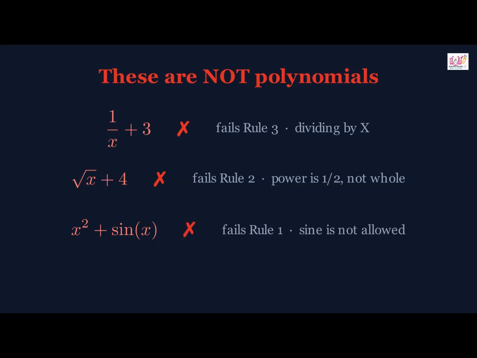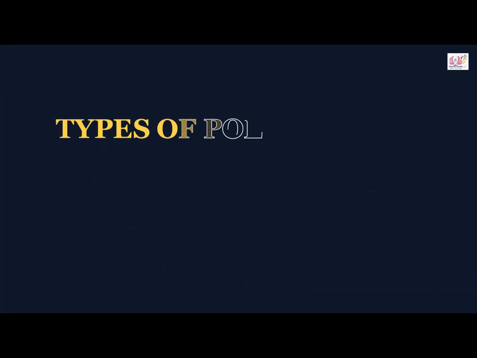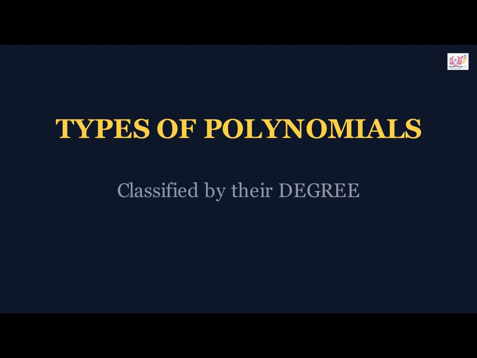x squared plus sine of x. This one fails because of rule 1. Sine is a different kind of function. It is not just variables and numbers. Now that you know what a polynomial is, let us look at the different types. Polynomials are classified by their degree. And the degree is just the highest power of x in the expression.